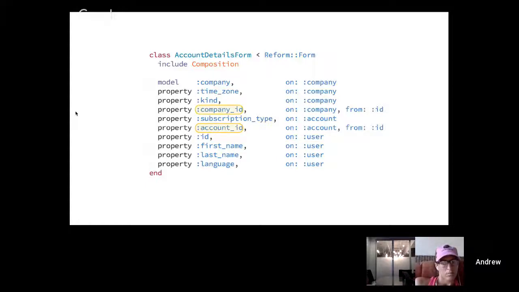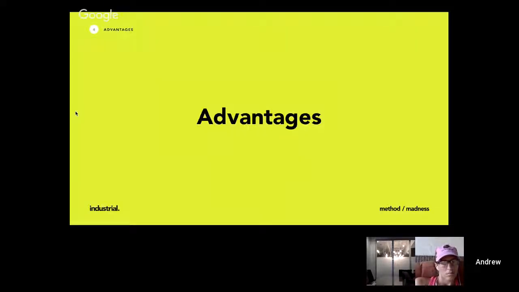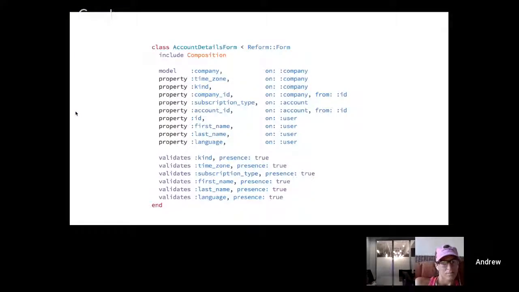ID. Oh yeah, and then for anything that might have a clash of names, so like we're saving all of the IDs for user, account, company. We just call them something different, and we just say "from ID" for the ones that we're calling something different. And we add in our validation, and that's it. That's all we have to do, and this form will just work really well.